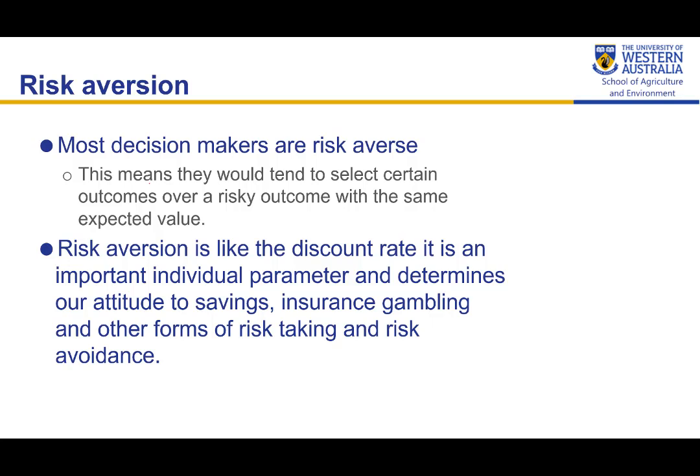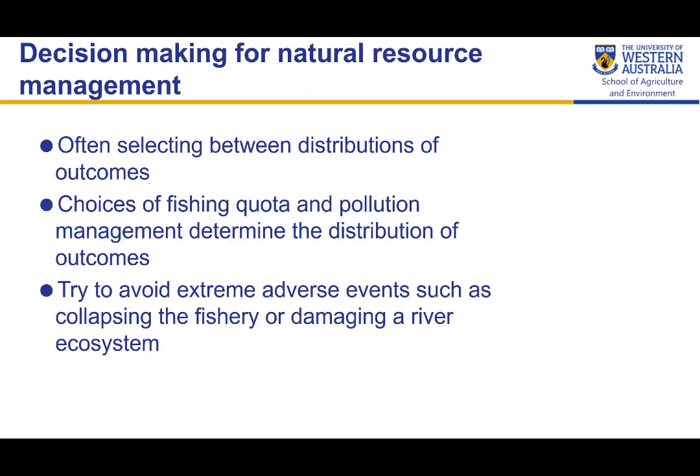Most decision makers are risk averse. This means that they would tend to select certain outcomes over risky outcomes with the same expected value. Risk aversion is a bit like the discount rate. It's an important individual parameter and determines our attitude to savings, insurance, gambling, and other forms of risk taking and risk avoidance. So some people like to gamble, other people like to take out every insurance policy possible.